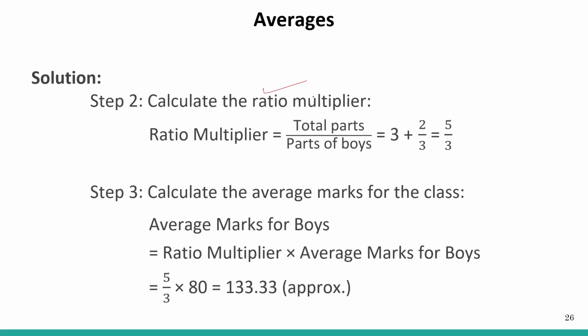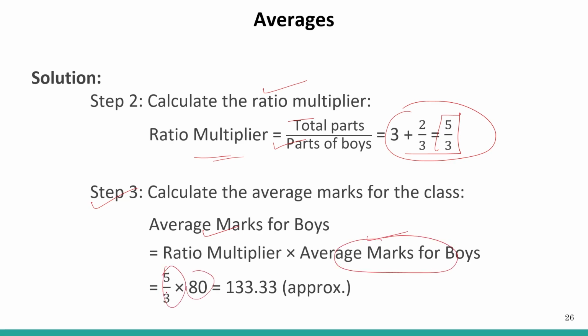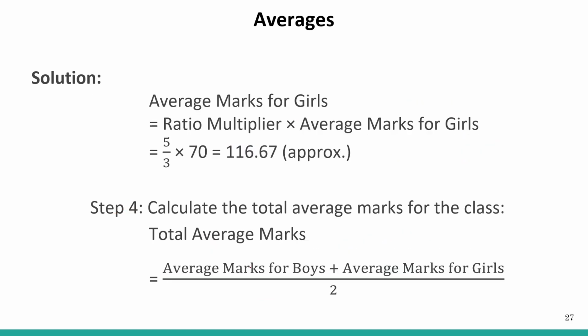So calculating the ratio multiplier. So ratio multiplier is equal to what? Total parts by parts of boys is equal to 3 plus 2 by 3 is equal to 5 by 3. So calculating the average marks for the class. Okay, so average marks for boys is equal to ratio multiplier into average marks of the boys, right? So average marks of the boys is what? 80. So ratio multiplier will be 5 by 3. We have already calculated here. So multiplying these two, 133.33 is the approximate value.